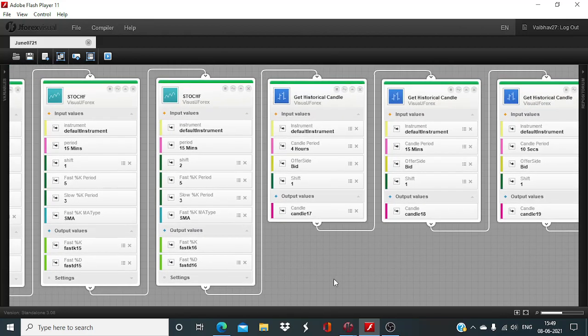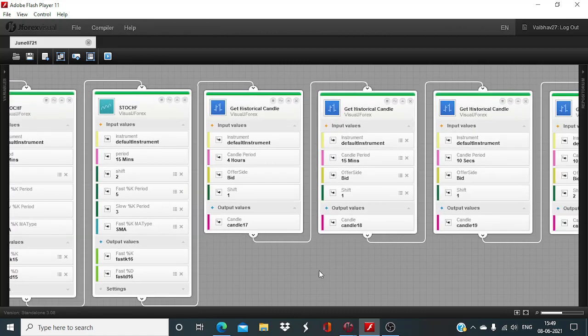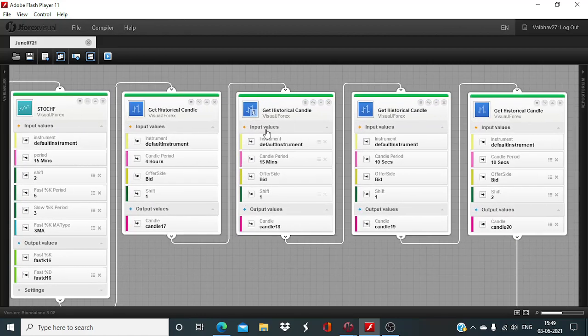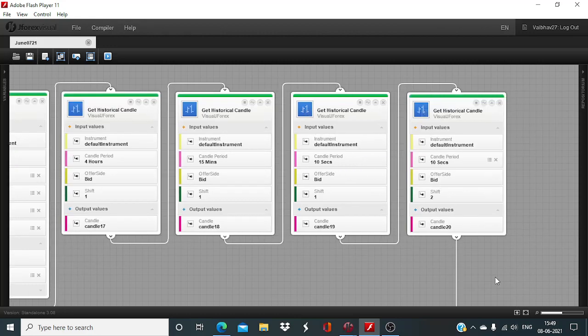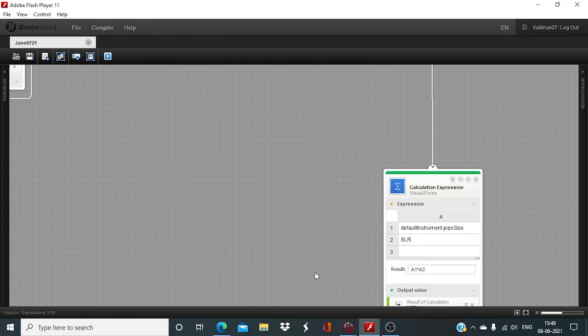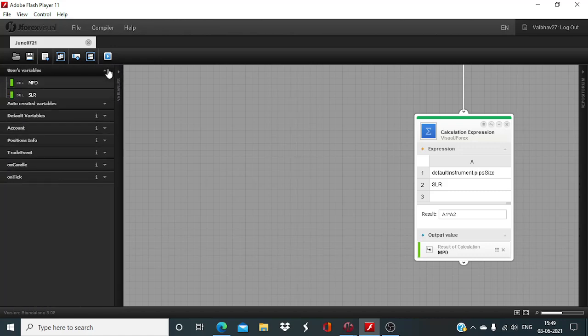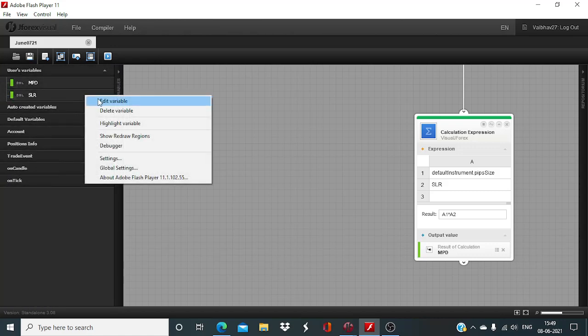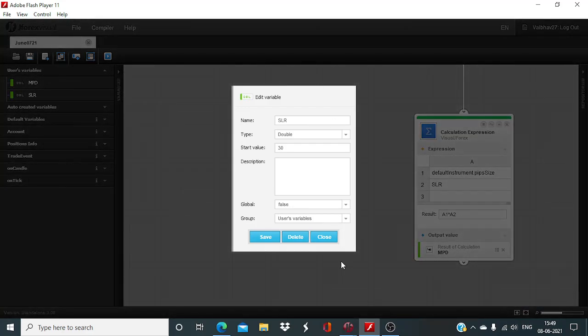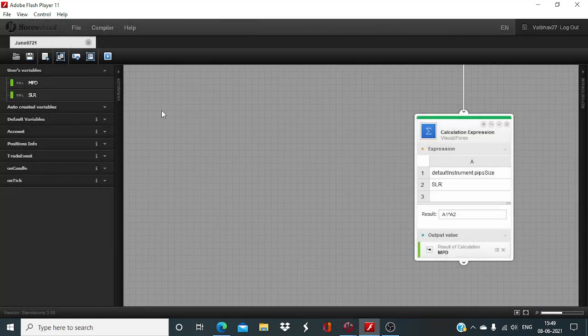Then, to look at the price action, I have also added the get historical candle block of the 4-hourly time period, and another one is of 15-minute candle period, and these two are of 10 seconds each. And on the lower side, this calculation was done to define the value which we will compare with the actual difference of high and low.